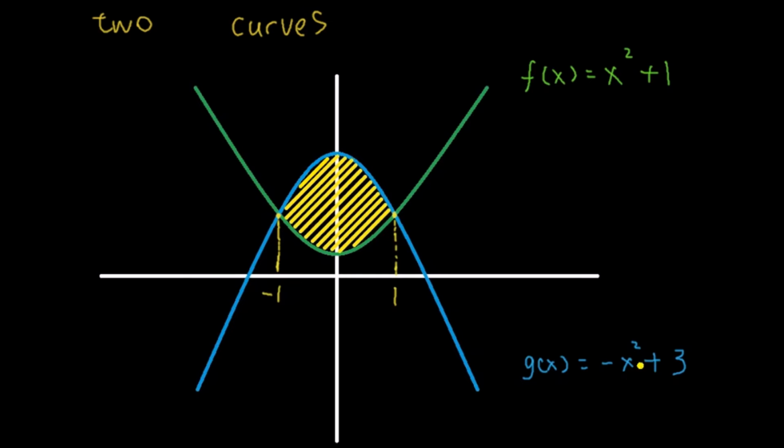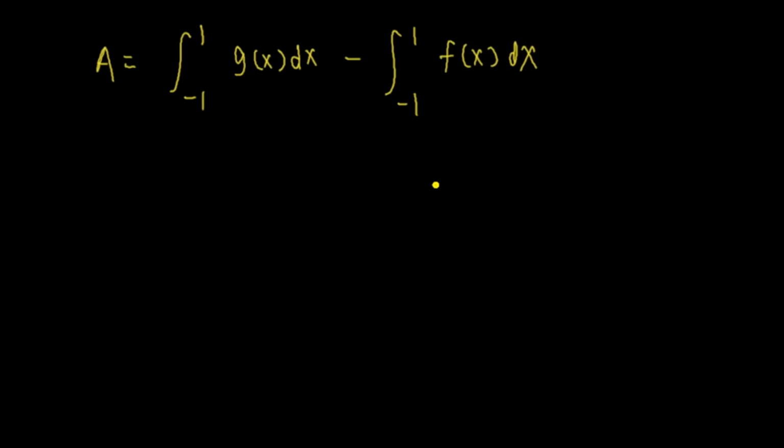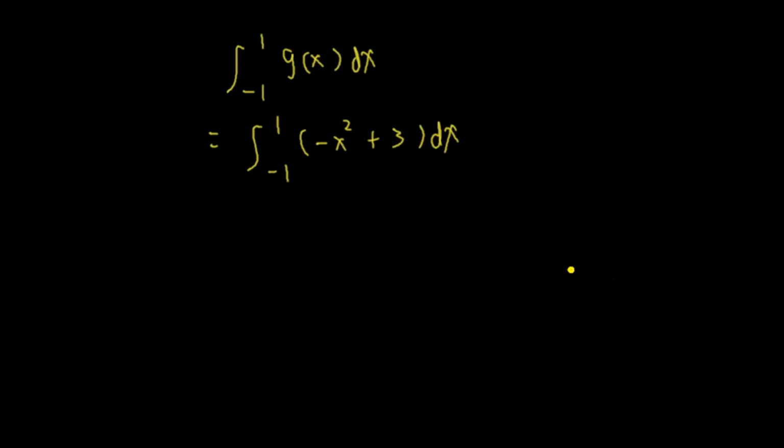Okay, so g(x) is negative x squared plus 3. So the integral from negative 1 to 1 of g(x) dx is equal to the integral from negative 1 to 1 of negative x squared plus 3 dx, because this is the g(x) function here. Okay, so it's an easy integral. Add 1 to the power, divided by the new power. So that is negative x cubed over 3. Now, for the constant, we just add x to the back of the constant, and we're done.